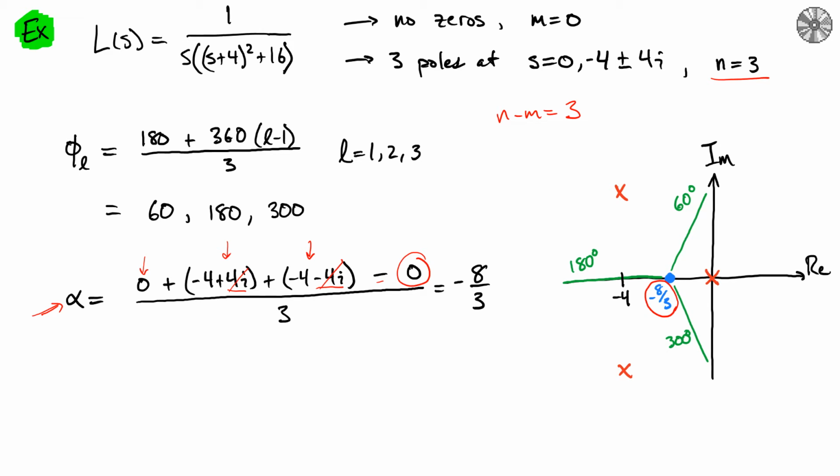From there, 3 asymptotes originate, because n minus m is 3, and they're calculated by this formula, where we divide 180 plus 360 times L minus 1 by 3, because 3 is equal to n minus m. If you calculate that for L equal to 1, that's 180 divided by 3, which is 60, plus 360 divided by 3 times 1 minus 1, and so that gives us the value of 60. Plugging in L equal to 2 gives us 180, and plugging in L equal to 3 gives us 300. And so this provides the angles 60, 180, and 300 that describe the angles of these asymptotes.